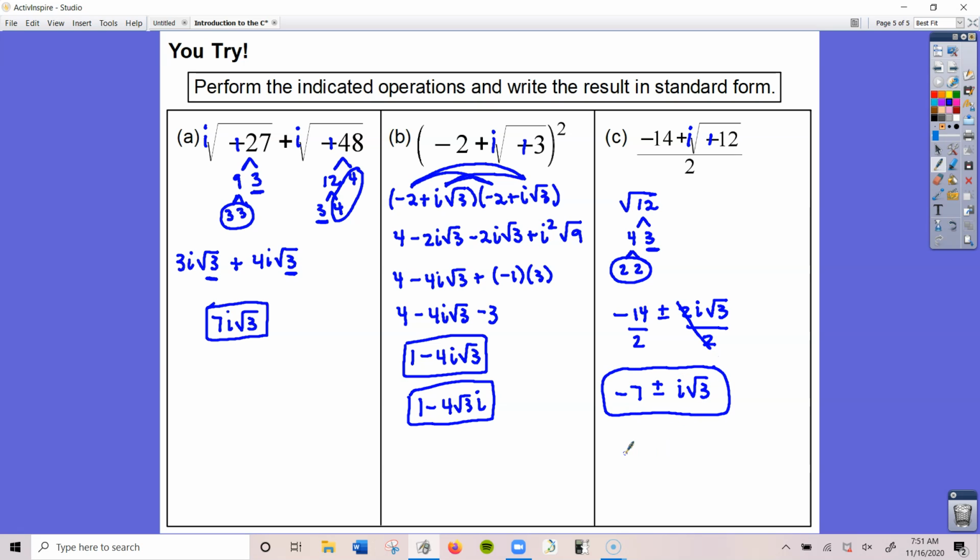And just like before, you can also write it as negative 7 plus or minus square root 3 and then the i at the end. Either one is acceptable. And those are complex numbers.